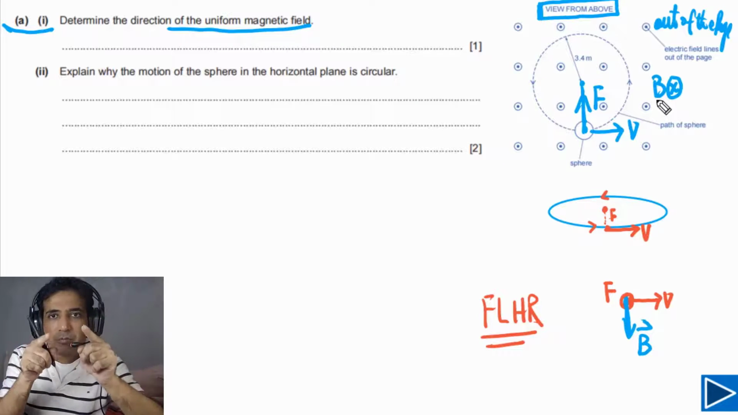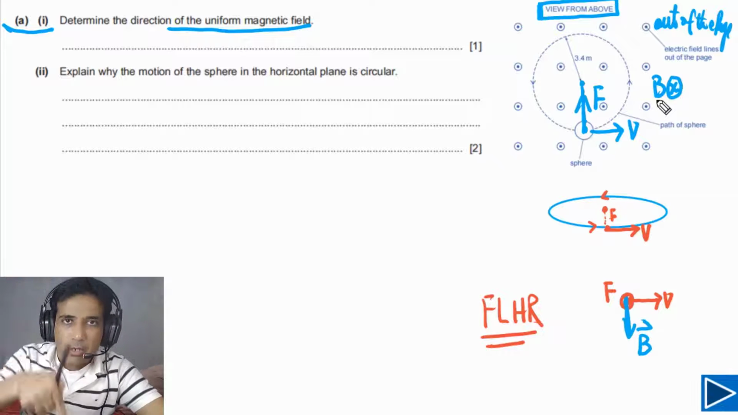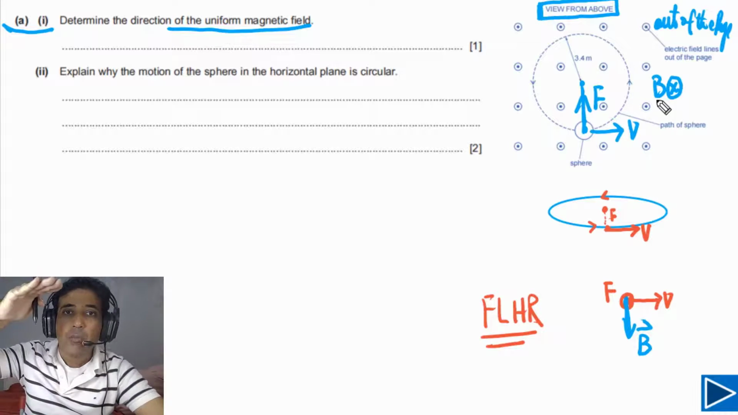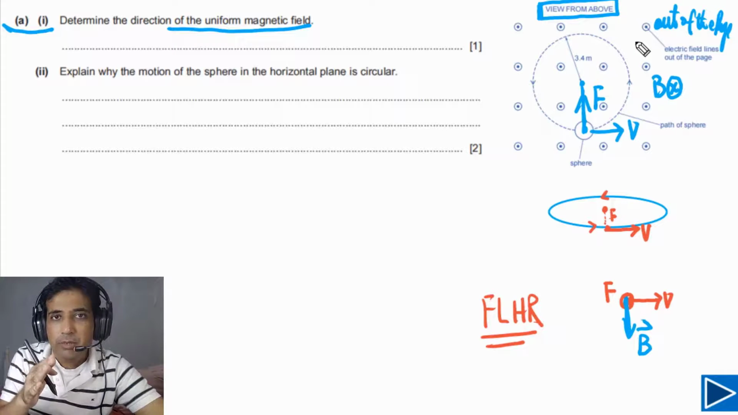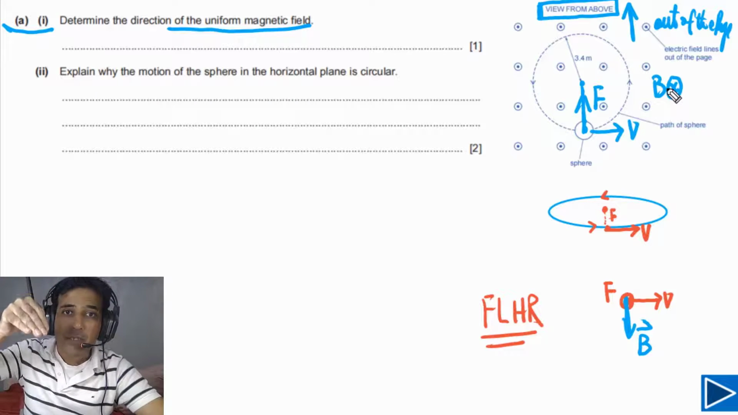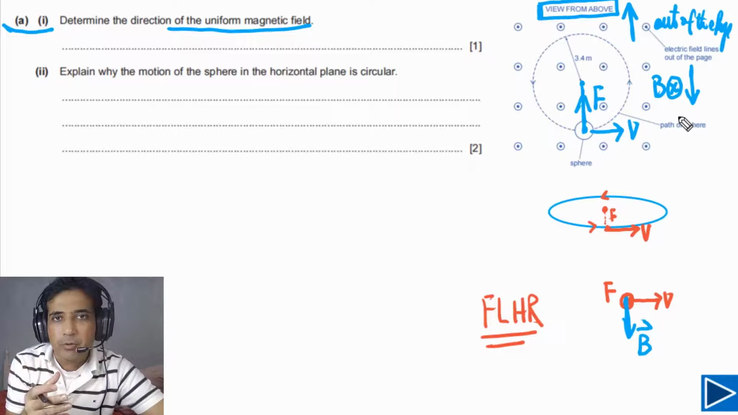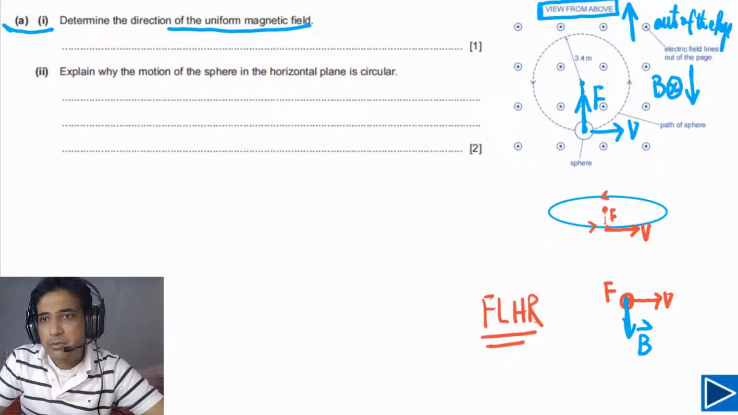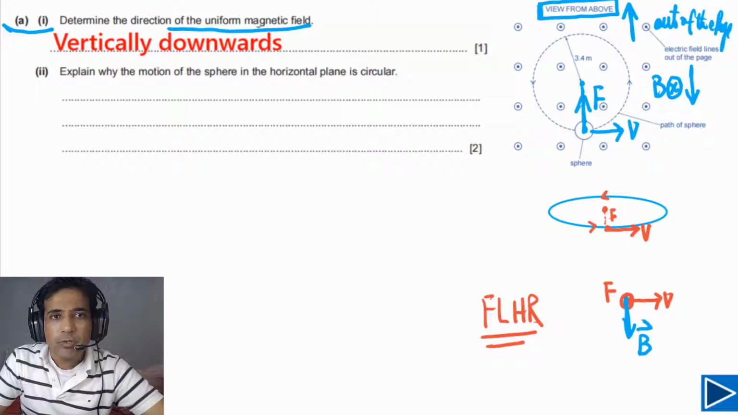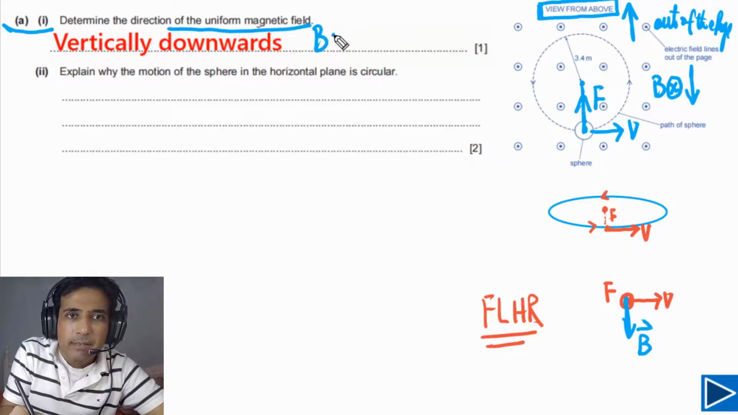So into the page means that this is vertically downwards because this is a view from above. Electric field out of the page means the electric field is vertically up. So this is the electric field that is vertically up, and the magnetic field from above is into the page. So it means this is vertically downwards. It's very important. You need to understand this particle is in a horizontal plane, and then you can find the direction of magnetic field. For the answer of this question, simply you need to write down vertically downwards. If you write down this one, you will get 1 mark, and that is the mark.